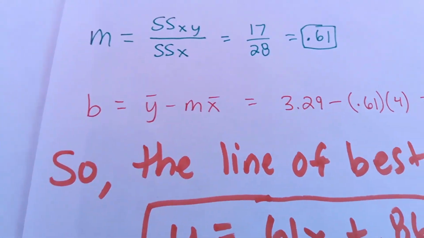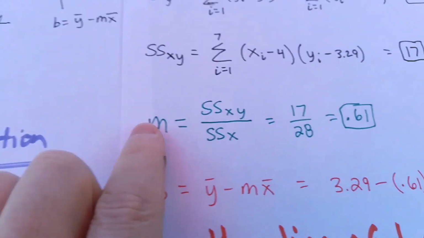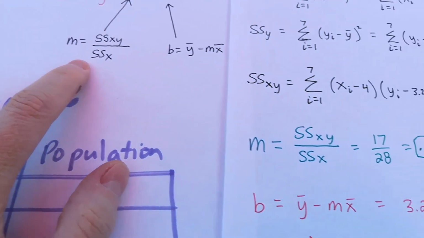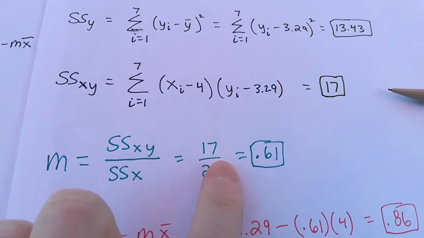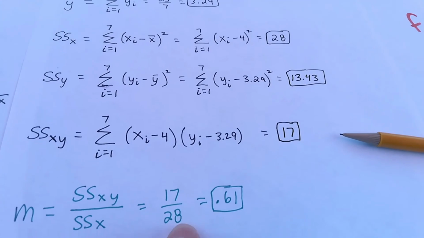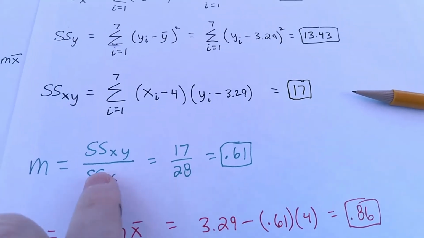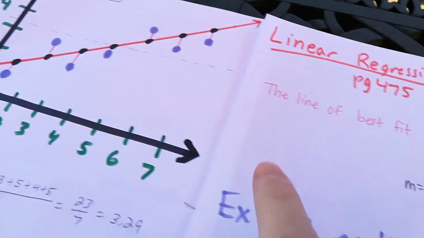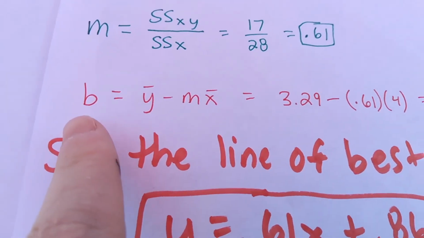So, if that's the case, then the slope, which we found here, is just the SSXY divided by SSX. When I do that, it's the 17 divided by the 28, and I get 0.61. That's my slope. So that's going to be the slope of this line, the steepness of that line. Then, how do I find the Y-intercept, my B value?